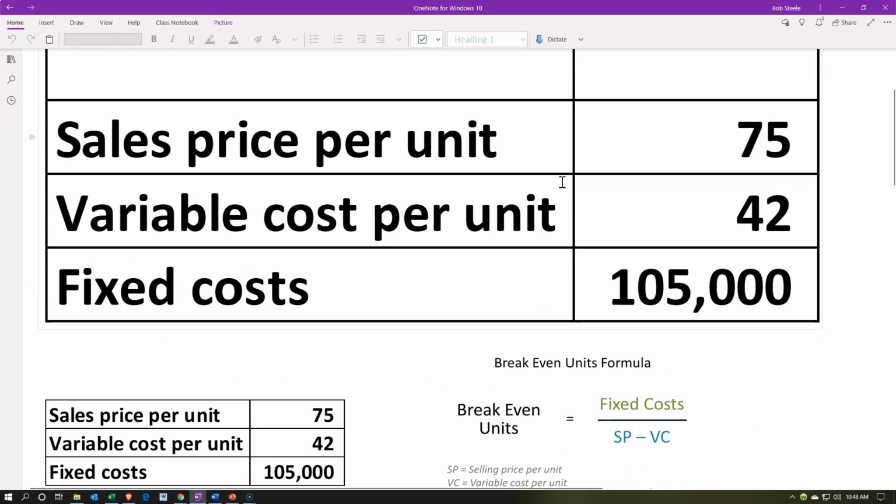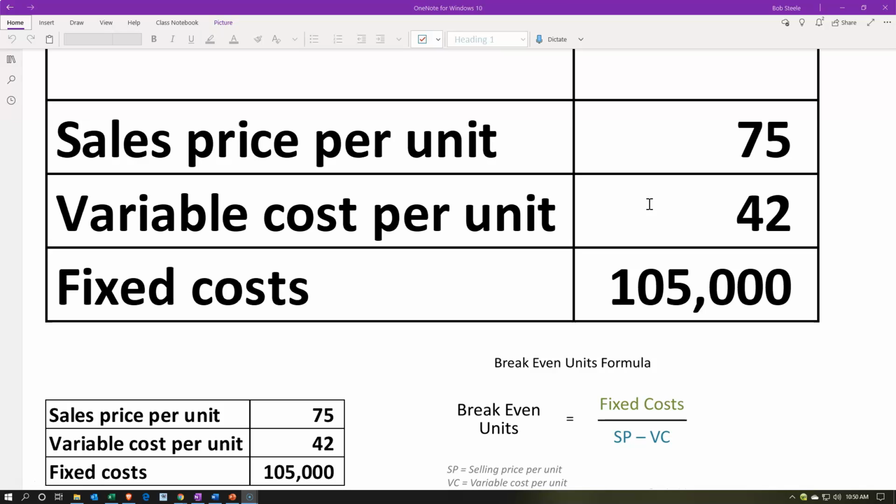We've got the sales price per unit, $75, the variable cost per unit, $42, and fixed costs of $105,000. So to think about this, you have to ask what it means to be variable costs and fixed costs. The variable costs are those things that are going to change directly in relation to the sales volume. As an example, let's say you have a dinner that you're going to have, and you're going to have a sales price for the dinner. It's going to be $75 per person, and it costs $42 per person to set everything up and give them the meal, right? $42 per person.